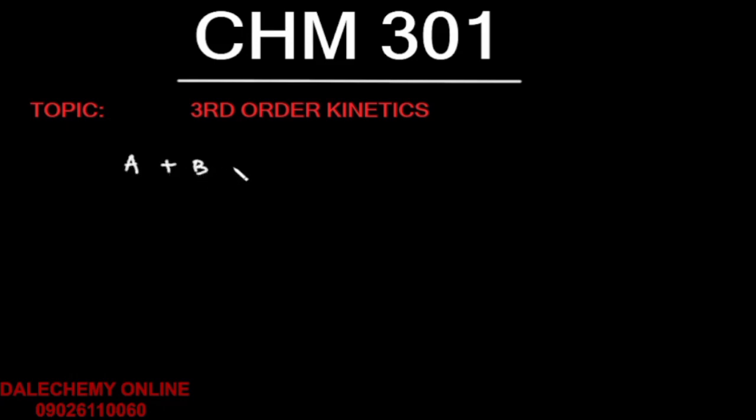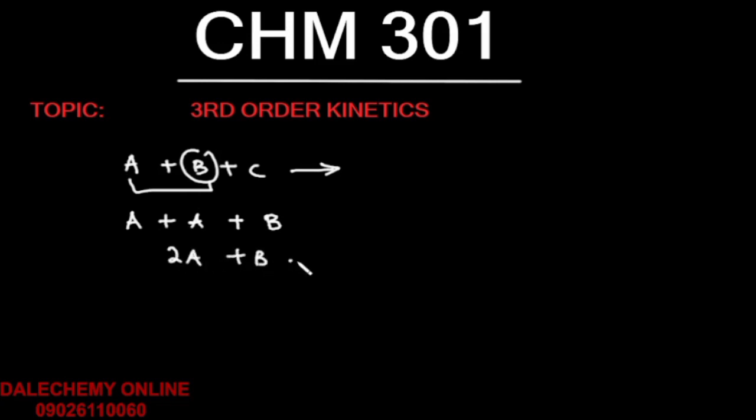In this way, and the second case is when just two of them are the same. Okay, and we have something like this. Only two of them are the same. In this case, B is the same thing as A. So we are going to have 2A plus B to give the product.